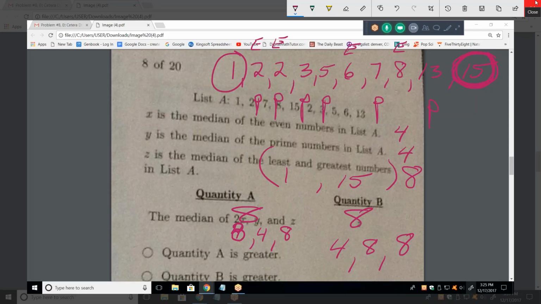I guess the reason you need to put parentheses around this in your head is that the median of the least really doesn't have any meaning. The least indicates 1. You don't have a median of 1. If you have one item in a data set, you don't even talk about medians. So that's why you have to combine least and greatest and then take the median of that list.